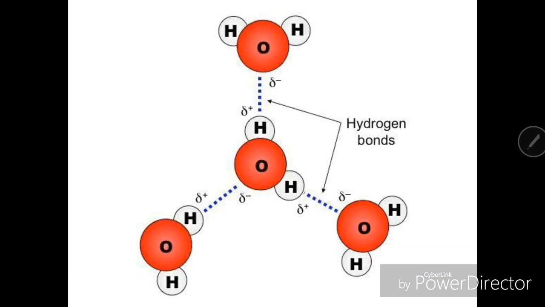See in this diagram, the central water molecule is making three hydrogen bonds with three separate water molecules. In each hydrogen bond, the hydrogen of one molecule is attracted to the electronegative oxygen atom of another molecule.